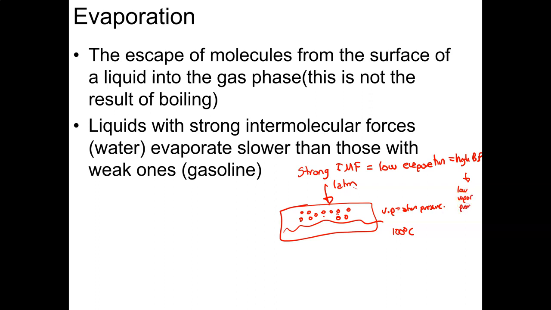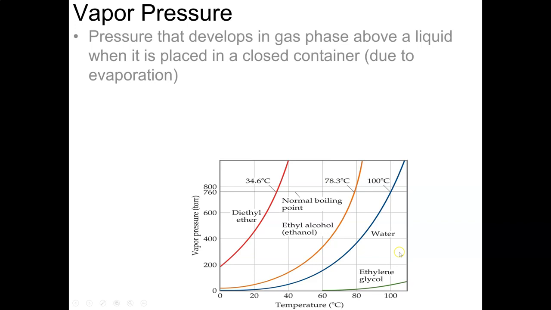That's the loop you have to memorize. When you have strong IMFs, you're going to have low evaporation, you're going to have high boiling point, and you're going to have low vapor pressure. Why low vapor pressure, you're wondering? If you have strong IMFs, are you going to make a lot of the liquid become a gas? No, very little is. So that's why the vapor pressure is going to be low.